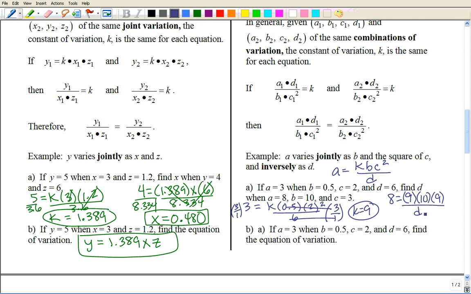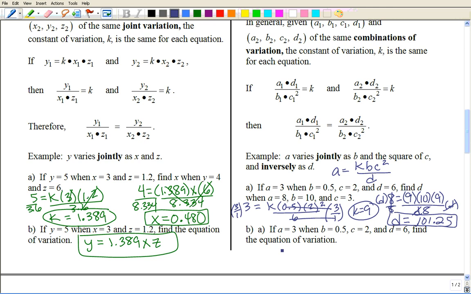So then if we were to multiply that D over and then divide by 8, then we would get that D is equal to 9 times 10 times 9 divided by 8. You'll end up with 101.25.